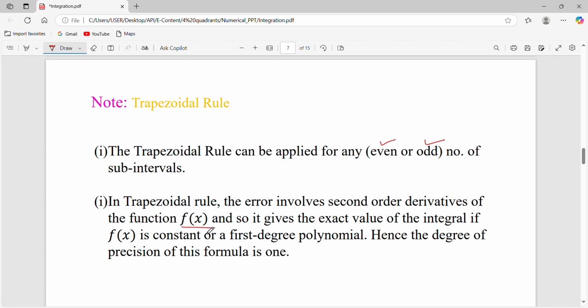So it gives the exact value of the integral if f(x) is constant or a first degree polynomial. So the degree of precision of the formula is 1, which is very important. This is for short questions, broad questions, and for viva voce of the practical. The degree of precision of the formula is 1.